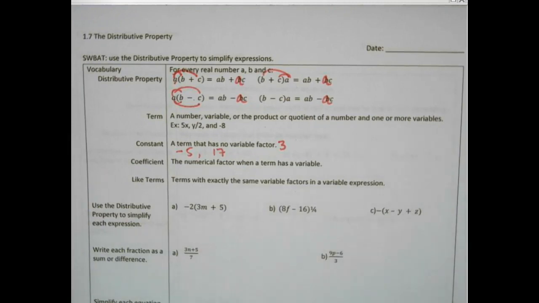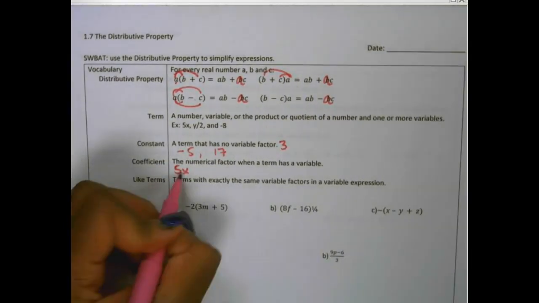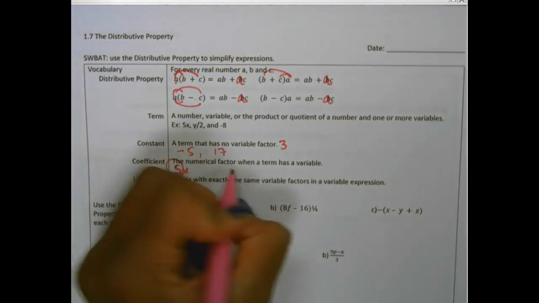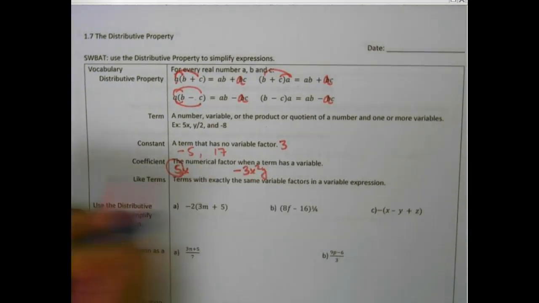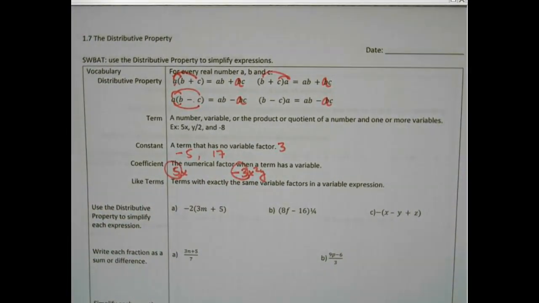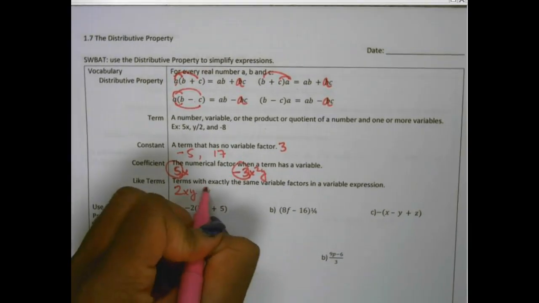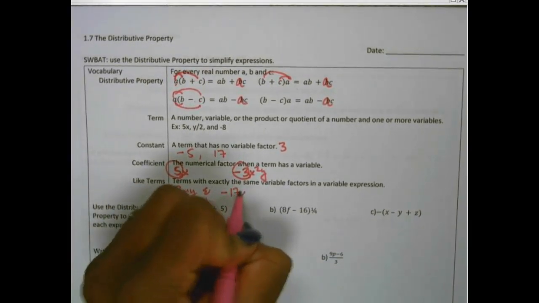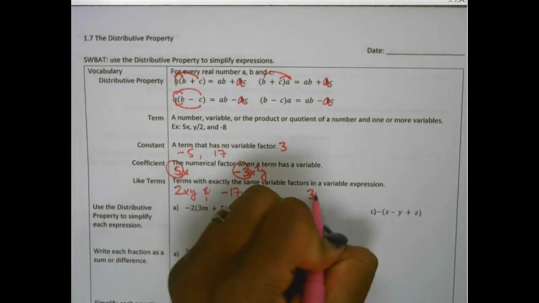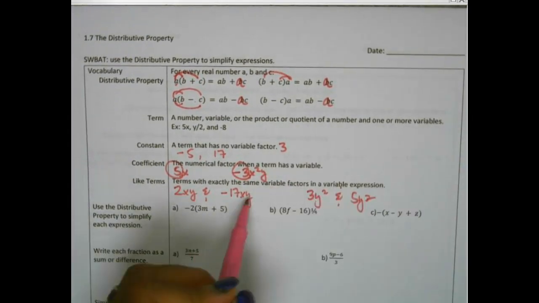A coefficient is the numerical factor when a term has a variable. So if I have 5x, the coefficient is 5. It's the numerical part. If I have negative 3x squared y, negative 3 would be my coefficient. Like terms are terms with exactly the same variable factors in a variable expression. So it's going to be the same variable and also raised to the same powers. For example, 2xy and negative 17xy. Those are like terms. So are 3y squared and 5y squared. Same variable factors for each of those.